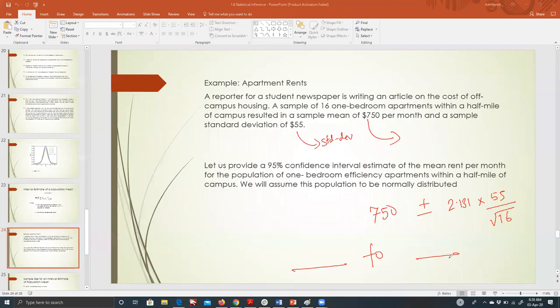Yeah. So 720.7 to 779.3. 720.7. 779. 779.3.